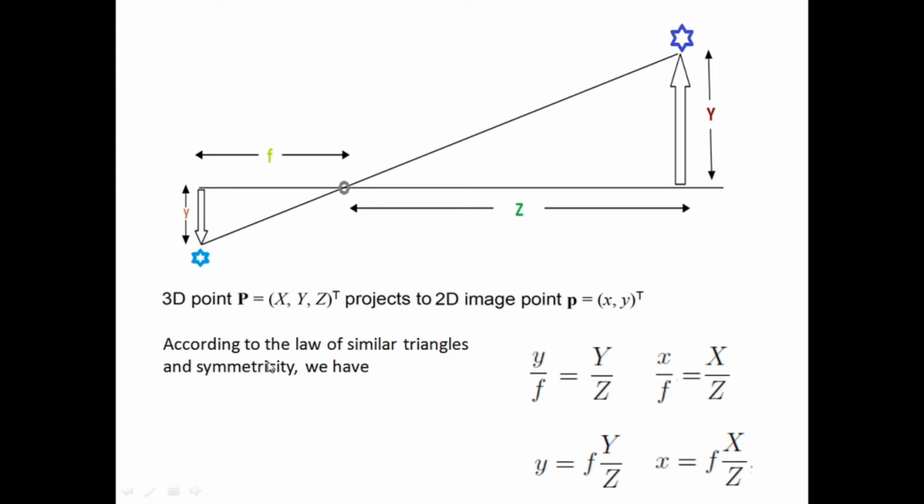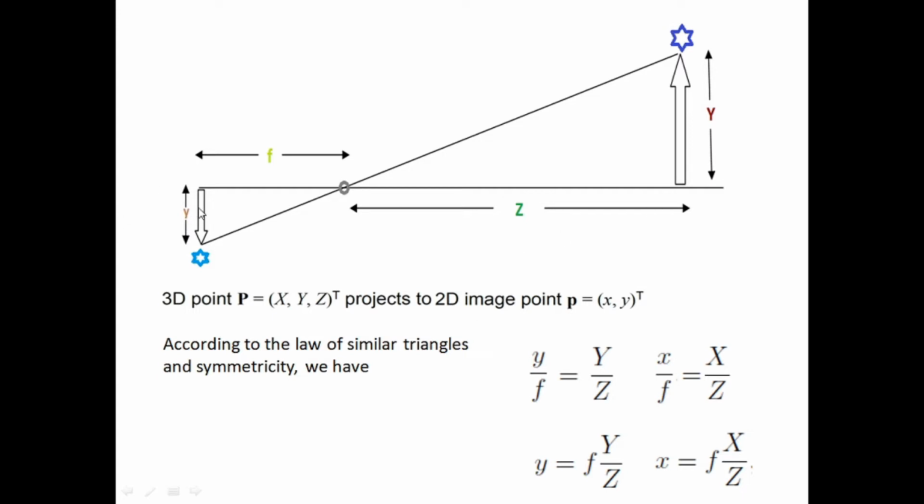Now, according to the law of similar triangles and symmetry, let me consider the height of this point, or the height of this object, to be y units. So it is y units away from the z plane, and also x units away from the z plane, because it is a 3D coordinate system. In the image, I will have it small y units away from the normal plane, as well as small x units away from this reference plane.